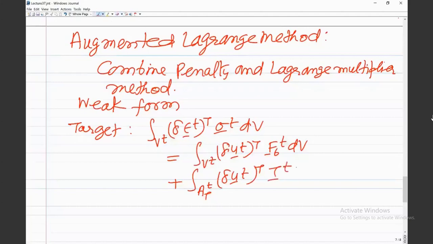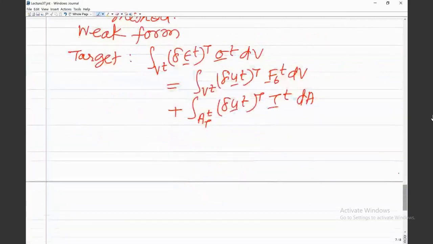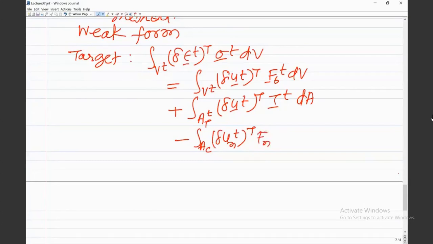So we have this traction dA, and now what we do is we add the Lagrange multiplier term as well as the penalty term. So now we have two types of terms here through the contact: integration over the contact area, and then we have delta unt transposed into this. Now, a different one, because we have to distinguish between the contact force.